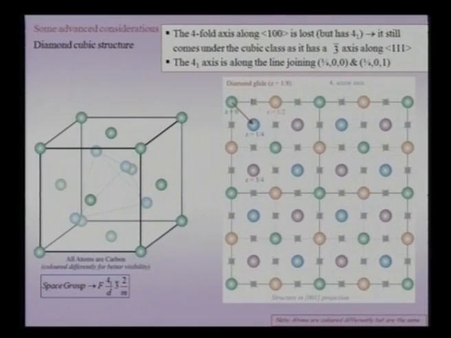So, we have to remember that this diamond cubic structure actually does not have a true 4-fold axis, but it still has a 4_1 kind of screw axis, and therefore, in International Tables, for instance, you would find a point group written as 4/m 3 bar 2/m. So, this basically reflects the fact that it has a 4_1 screw axis, even though it does not have a true 4-fold axis.